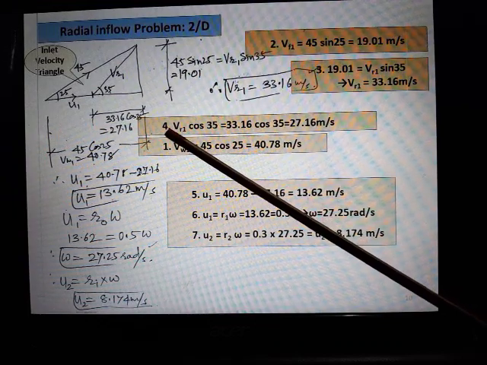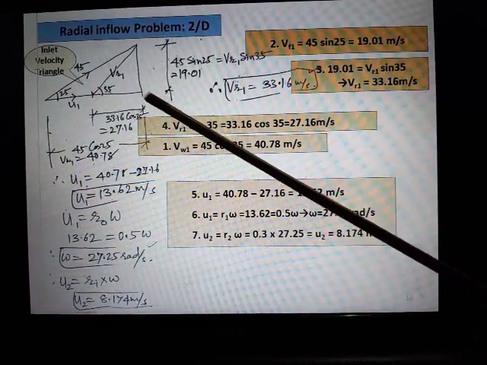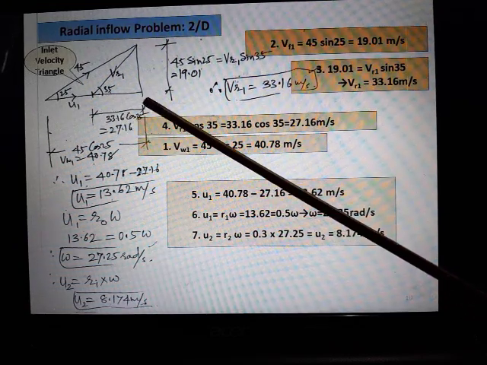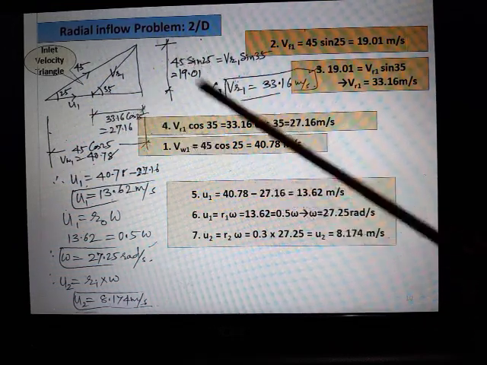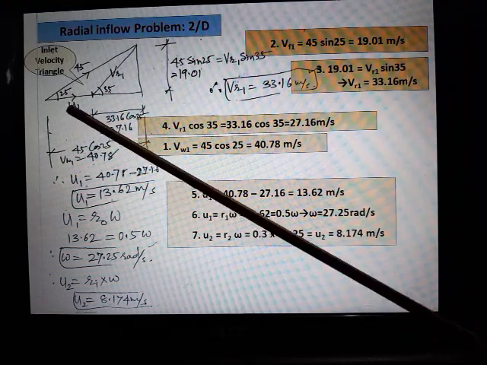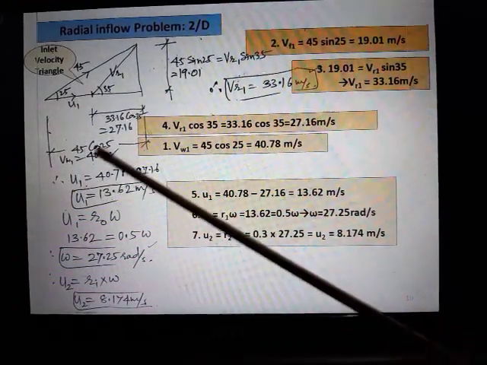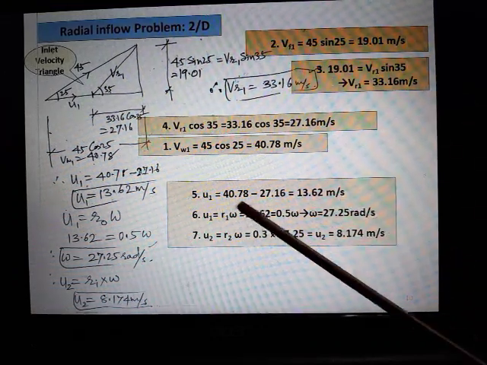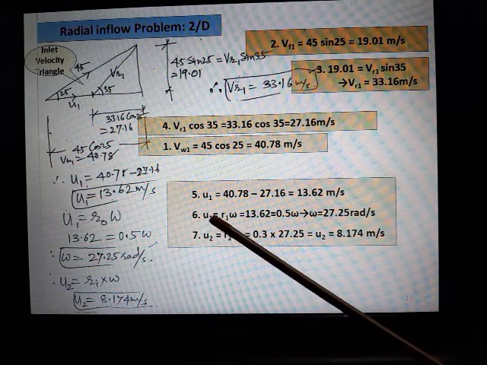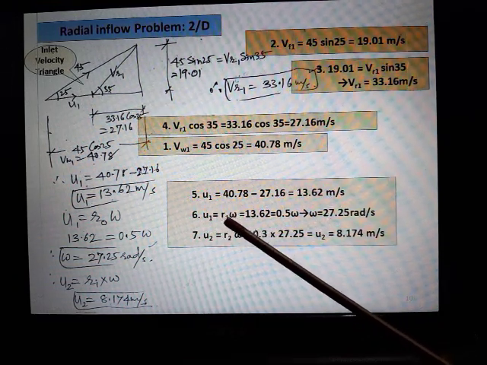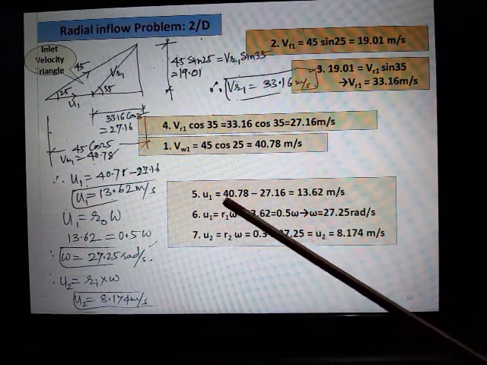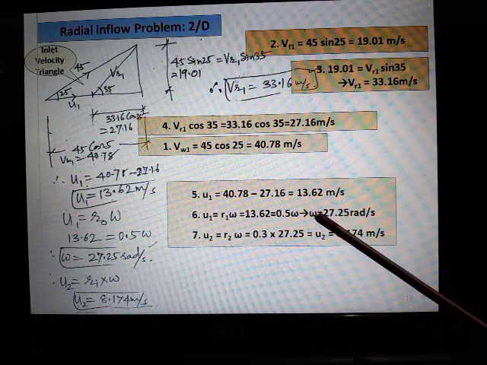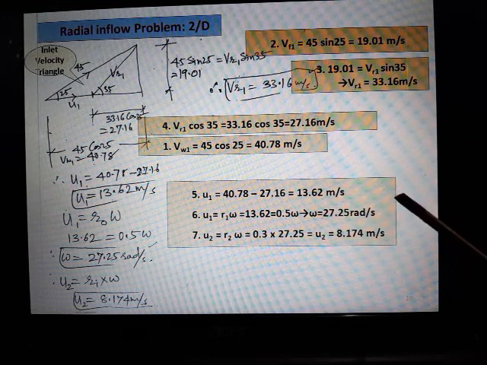Now step number 4, the moment I know VR1, I can calculate this distance, that is VR1 cos 35 equal to 27.16. I know the total distance, I will subtract this. So step number 5, U1 is equal to this total distance 40.78 minus 27.16, that is 13.62 meter per second would be U1. But I know the relation U1 is equal to R1 omega. R1, that is radius at inlet, is 0.5. So I'll be able to get omega, that is 27.25 radians per second.